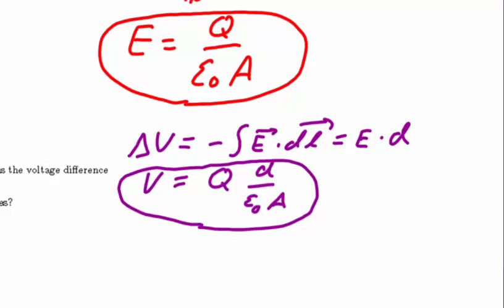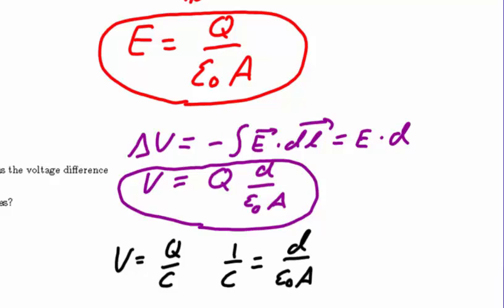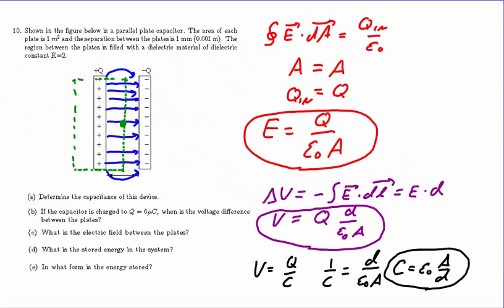Finally, we recognize that since V equals Q over C, the previous formula tells us that 1 over C is going to be equal to everything on the right-hand side of the equal sign except for the Q. So that 1 over C is d over epsilon naught A, meaning that C is epsilon naught area over d.